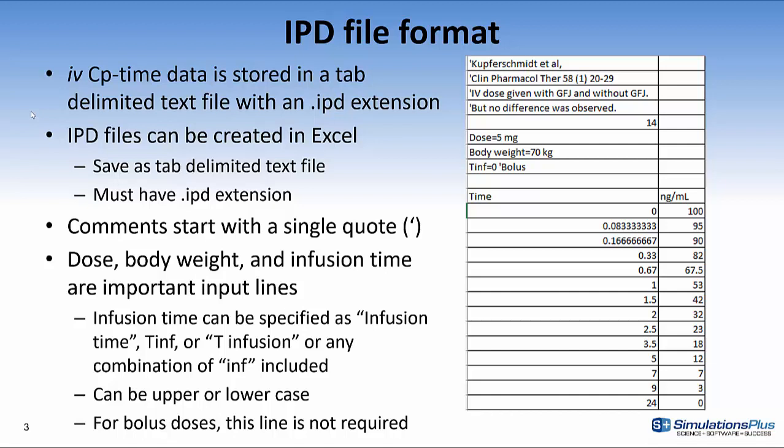Intravenous CP time data is stored in a tab-delimited file with a .ipd extension. So we call these IPD files. They can be created in Excel. If you create them in Excel, you should save them as a tab-delimited text file and then change the extension to IPD. Over on the right, I show the midazolam.ipd file read into Excel.